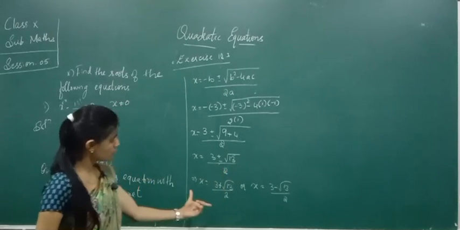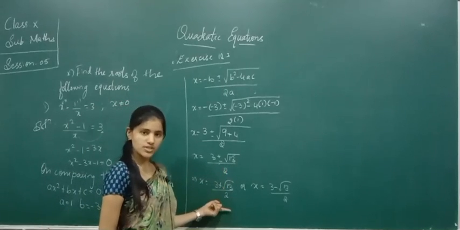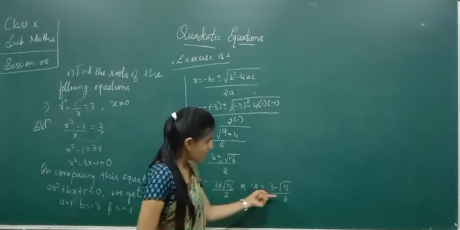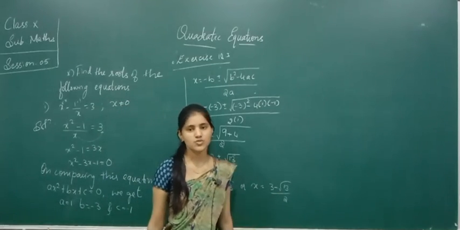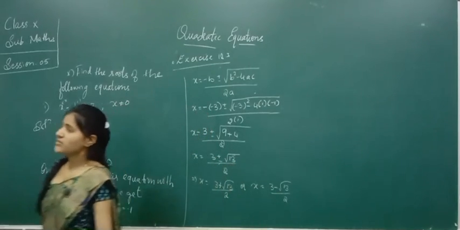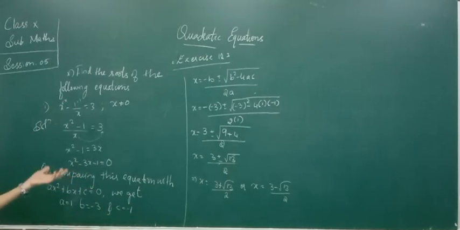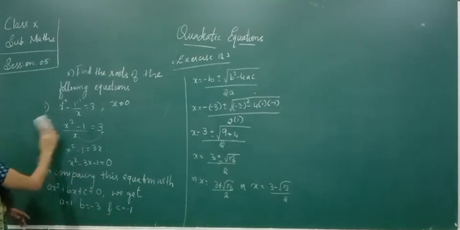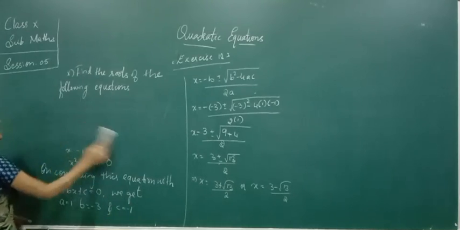So we got the two roots as x is equal to 3 plus root 13 by 2 or x is equal to 3 minus root 13 by 2. Okay, we have solved one of the problems by the quadratic formula. Let us solve another problem by another method.